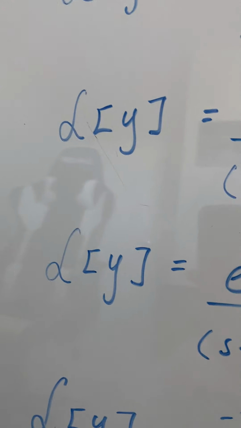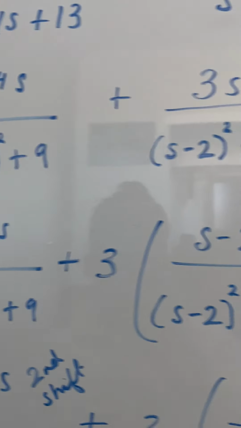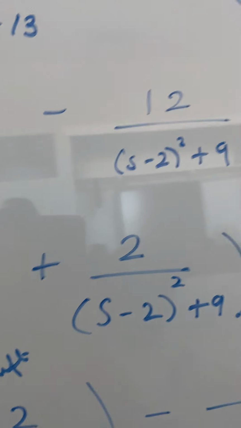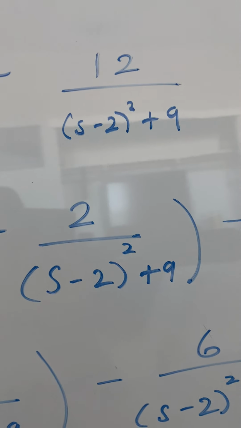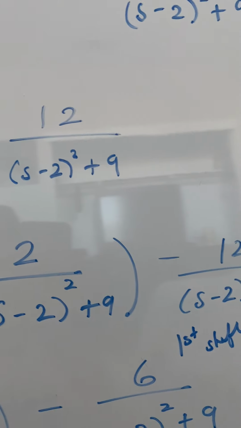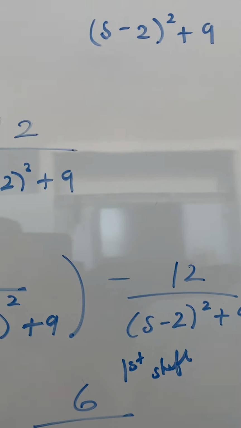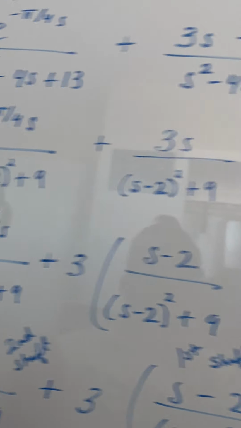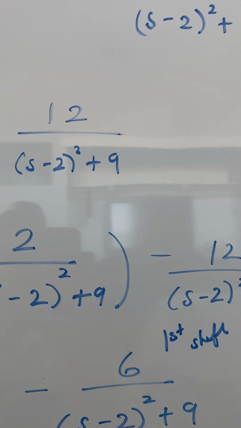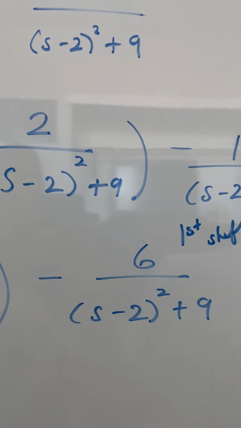So rewriting that, I get Laplace of y is equal to e to the negative pi over 4 s over s minus 2 squared plus 9, plus 3 times s minus 2 over s minus 2 squared plus 9, plus 2 over s minus 2 squared plus 9. Again, the value of the middle term doesn't change. And then the minus 12 over s minus 2 squared plus 9 just stays the same. And when you distribute this 3 in, you get plus 6 minus 12, both have the same denominator, and you can just combine them to get a negative 6 over s minus 2 squared plus 9.